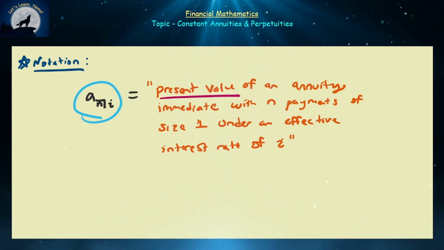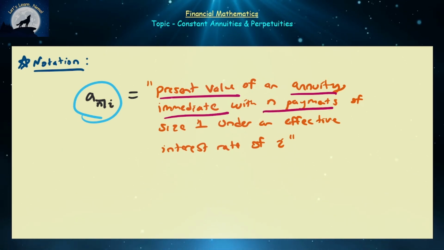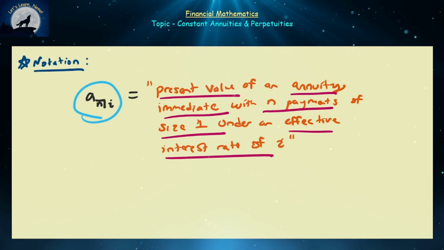of an annuity immediate, that is, the payments occur at the end of those time periods, with n payments, typically n is assumed to be finite when you use this notation, of size 1, so it's a unit annuity, with an effective interest rate of i. That's what the i to the right of it is, right? Because you can have a loan for different periods of time, different number of payments, and under different interest rates, right? And sometimes we would like to know the present value of that loan sequence.